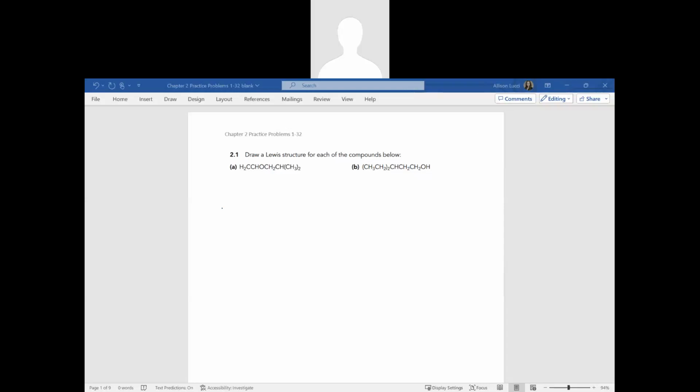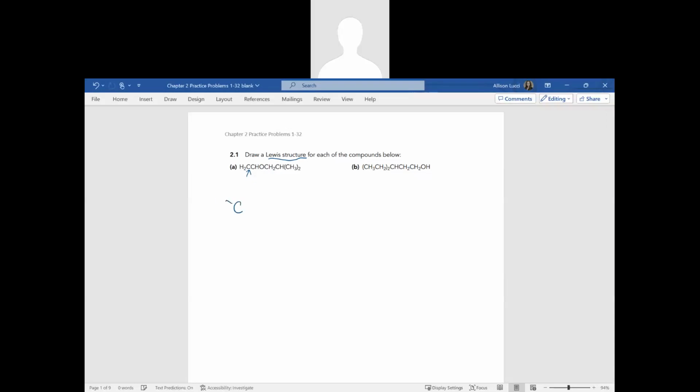Problem 1 from Chapter 2 asks us to draw a Lewis structure for each of the compounds that are listed here below. So we can work from left to right and read through these molecular structures. And first, we're going to draw the carbon chain and any atoms that will be attached to this carbon chain. So let's begin here by drawing this carbon atom.